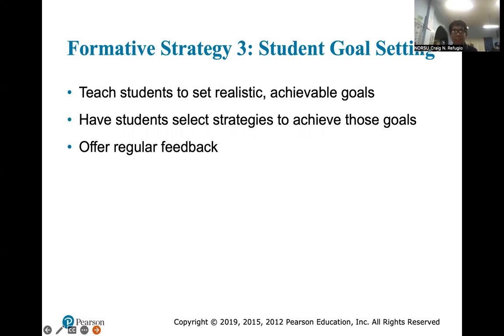So why is it mentioned, have students select strategies? Because if you're going to impose your own strategy, then there might be a case that that strategy does not fit with the style of the students. So let the students decide what kind of strategies. But of course, with your guidance as a teacher.